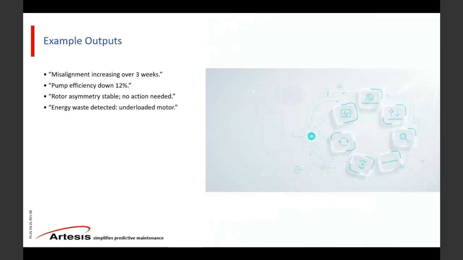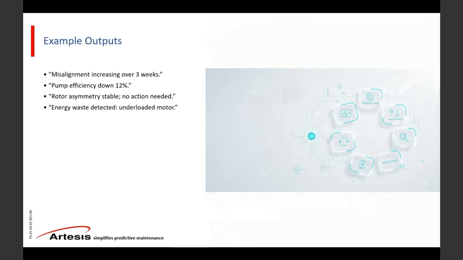So now, to make this more concrete, of course, I'm going to do some live demos as well, but here are the kind of outputs that the system can produce, basically instantly. It can say things like, misalignment pattern has been increasing over the past 3 weeks, so not just the alarm, but what is changing and over what time window. Pump efficiency is down about 12%, and most consistent with hydraulic restrictions. So it connects the performance indicator to a likely mechanism in plain language.